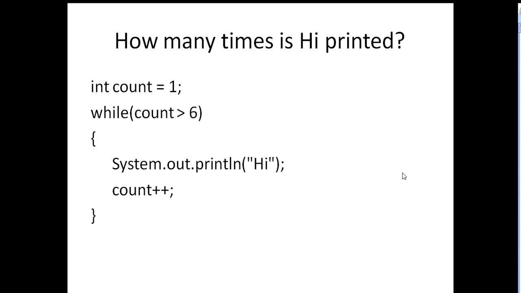And then the last one is, if you trace the code, you'll find that 1 greater than 6 is false. So immediately it's false, kicks out of the loop, never to see the loop again. So high is never printed. That's it.